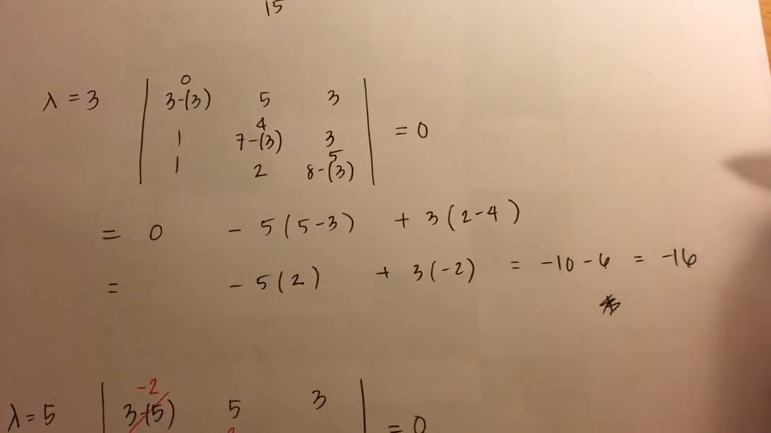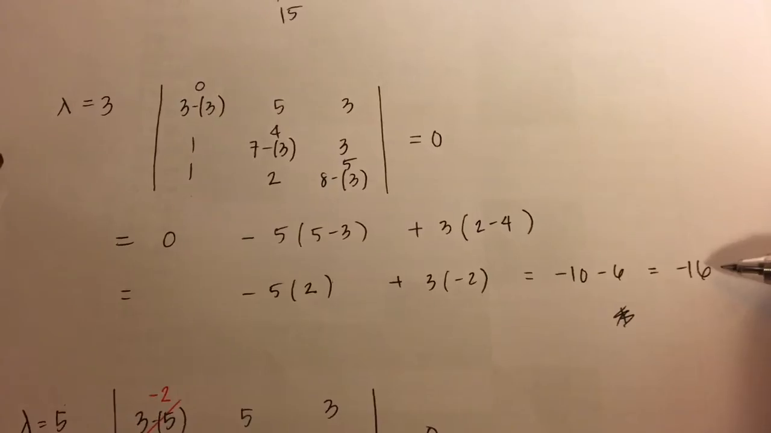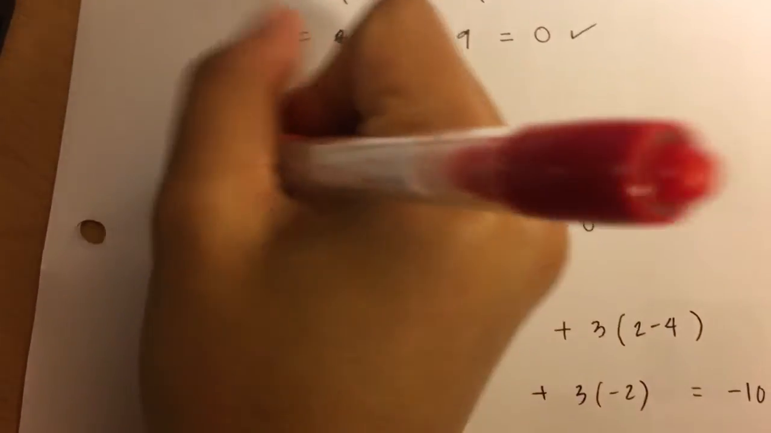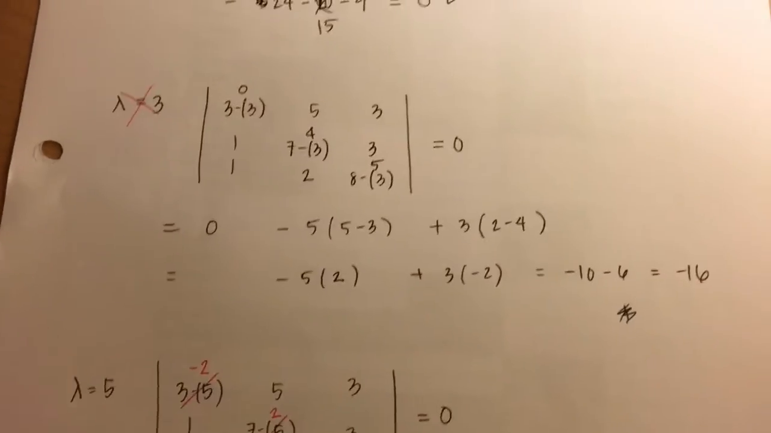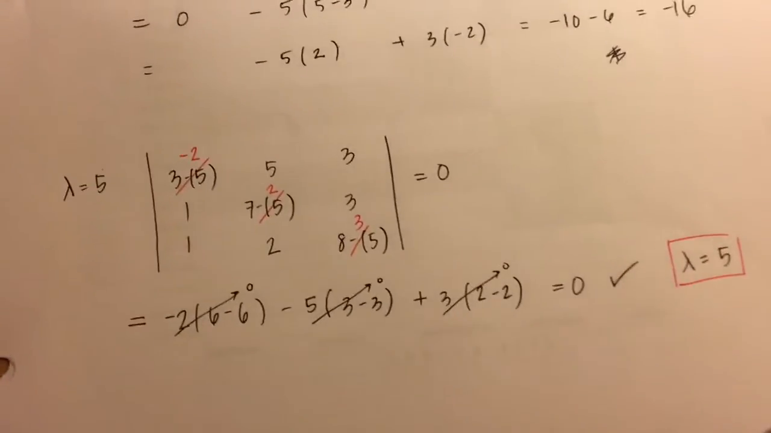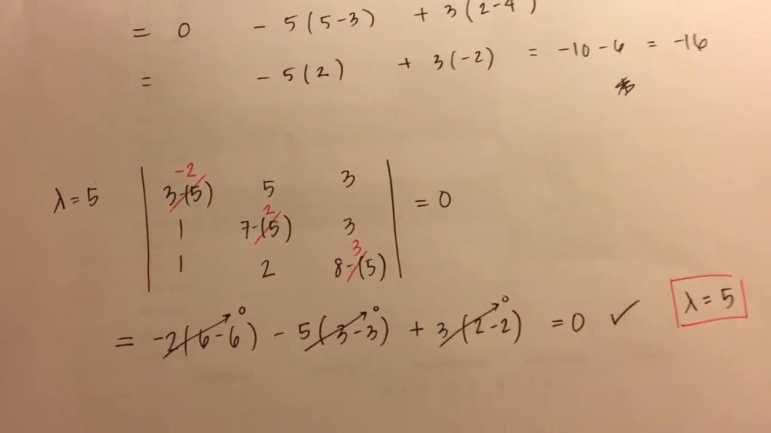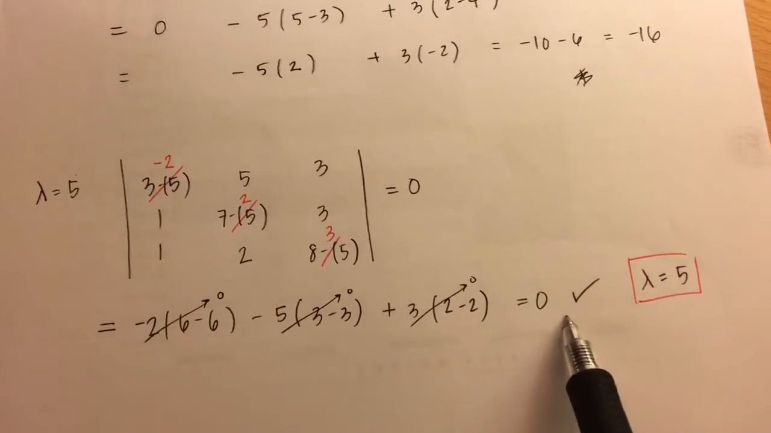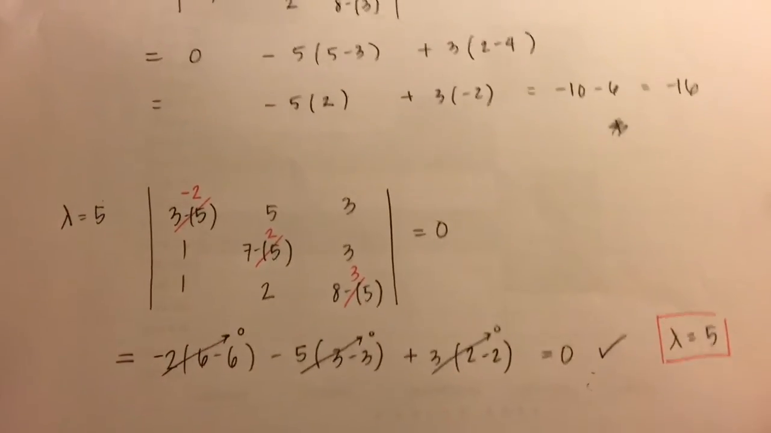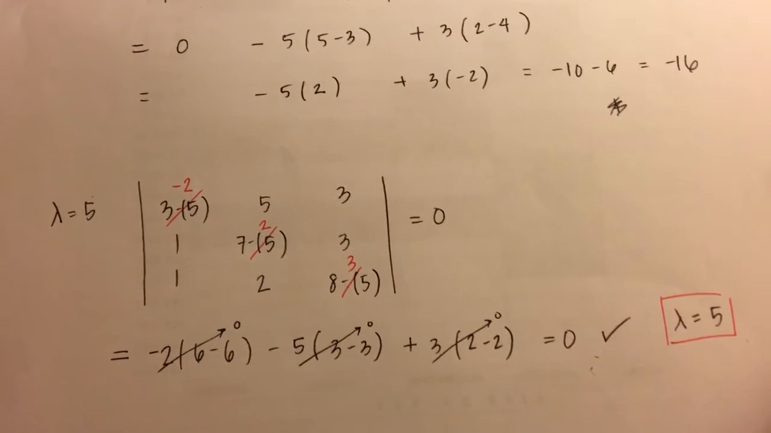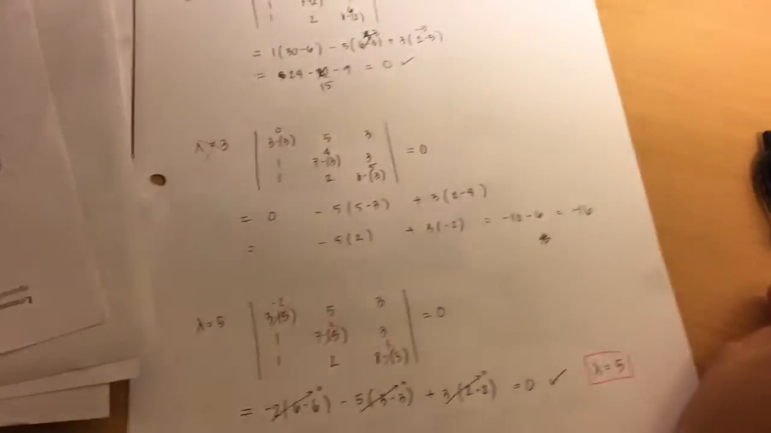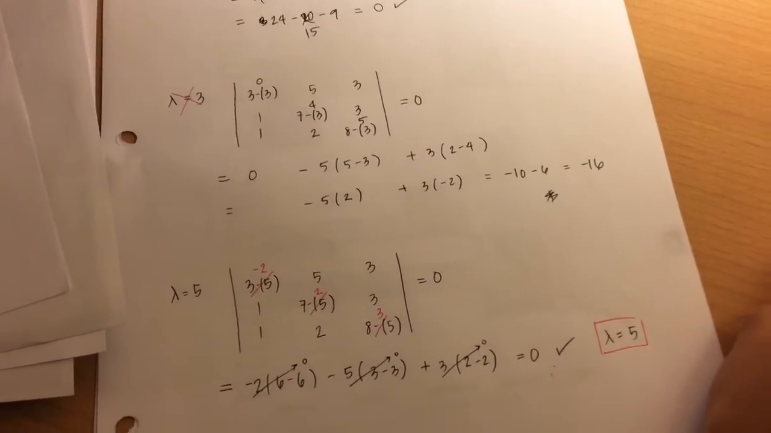Okay, since the determinant is not 0, it's negative 16, then this eigenvalue of 3 is not correct. Alright. And just to save time, I did the determinant for eigenvalue of 5, and I got a 0, so 5 also works. Yay! So I think the answer for that is C, whichever one says 2 and 5 are the eigenvalues.